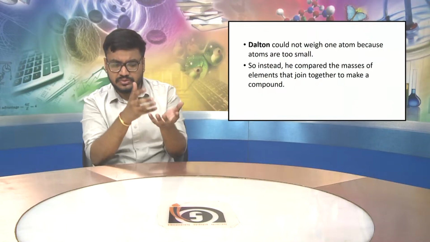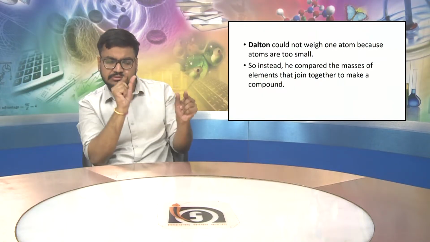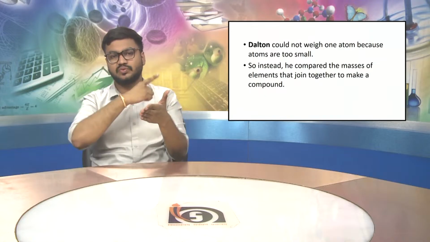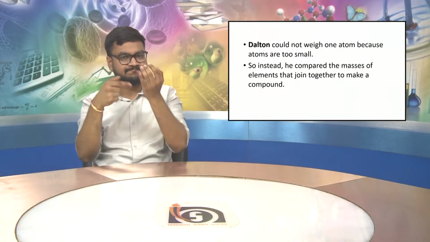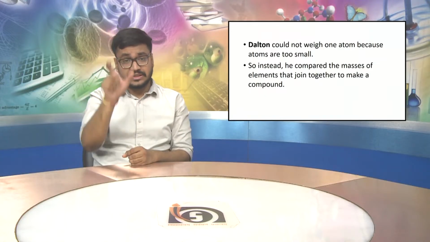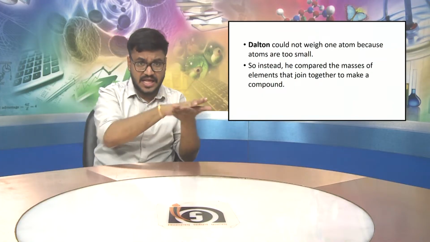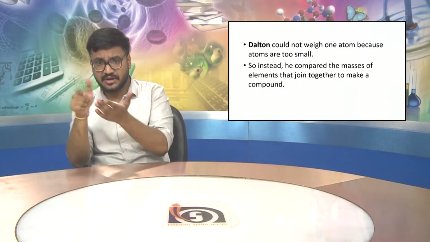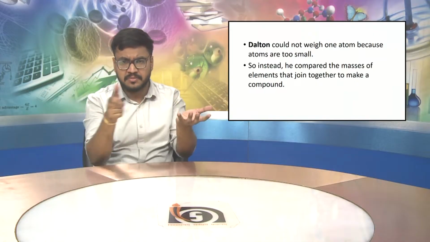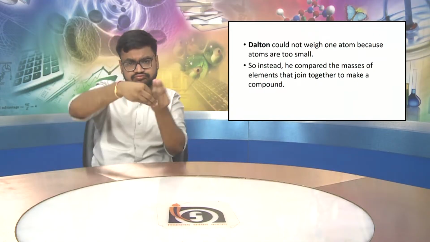Dalton could not weigh one atom because atoms are too small and are unable to be seen with our naked eye. So instead, he compared the masses of elements that join together to make a compound.